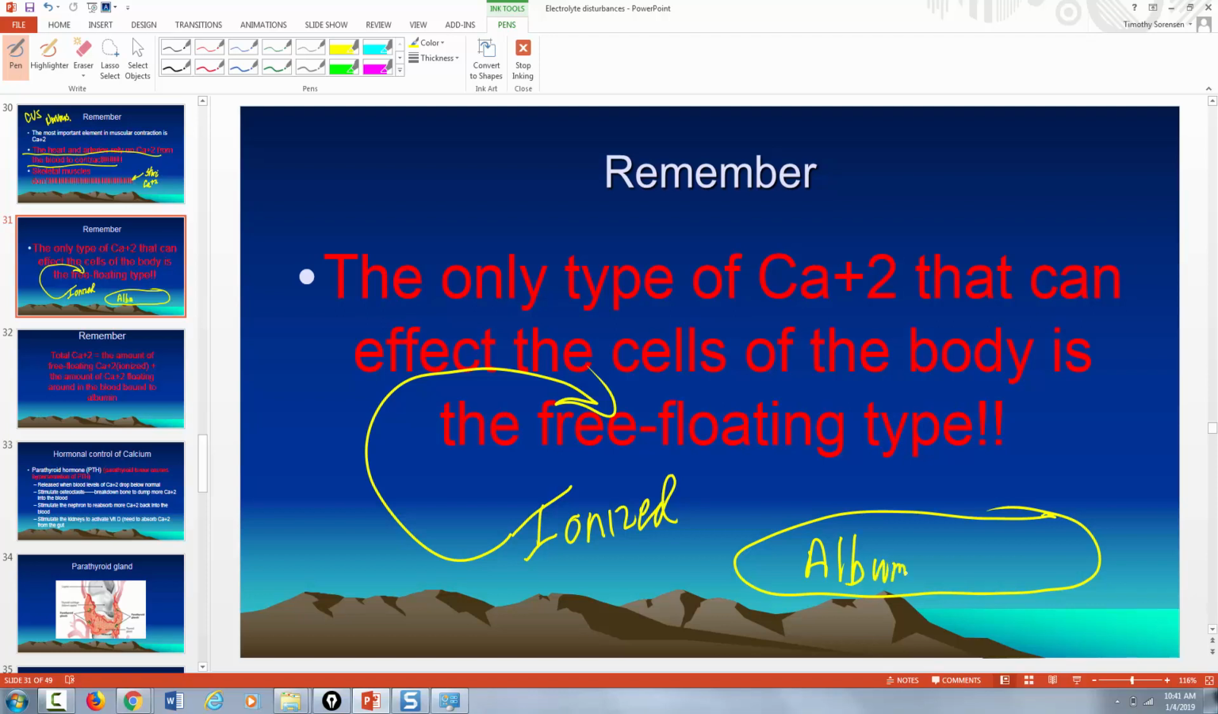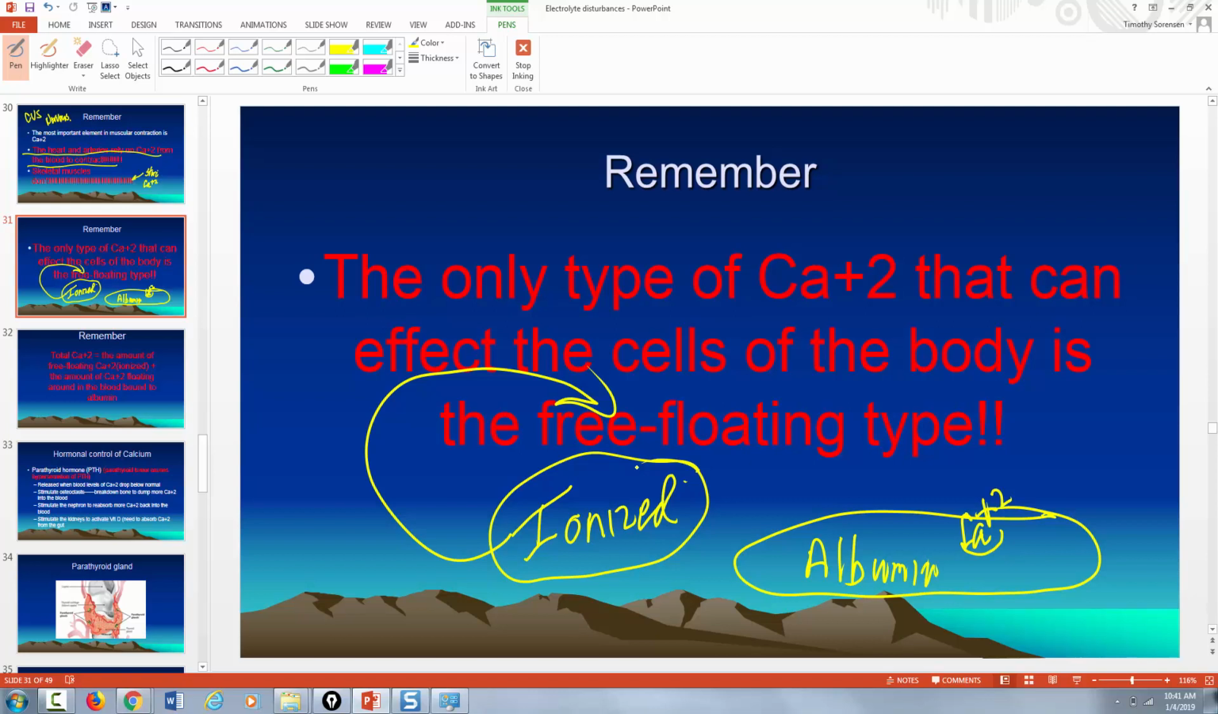If you recall when I talked about buffers, one of the chemical buffers in the body is albumin. And one of albumin's functions is to transport calcium around in the blood. So, the little albumin bus I talked to you about. Total calcium is the amount of free-floating or ionized calcium and the amount of calcium that's bound to albumin. So anything that affects the amount of albumin in the blood is going to affect the amount of total calcium that you have floating around in your blood.